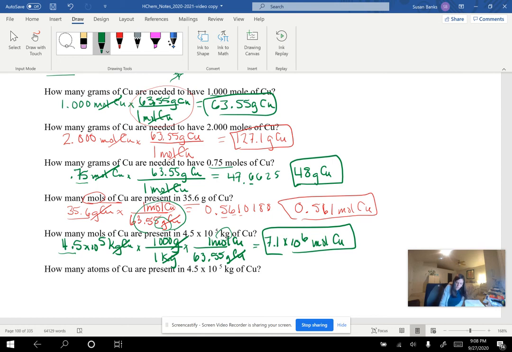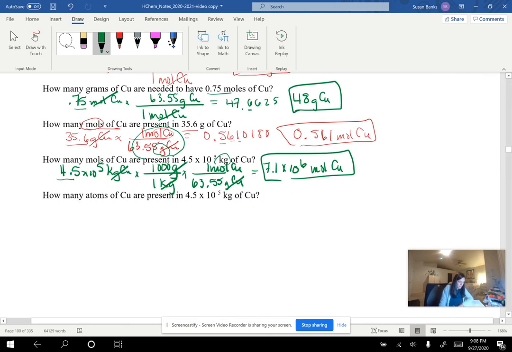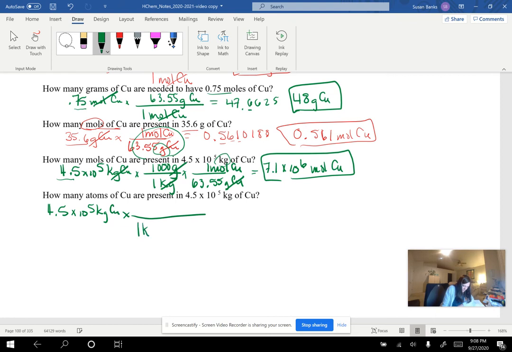So can we go from moles to atoms? Yeah, we can. We can do that using Avogadro's number. So I'm going to start from the beginning. 4.5 times 10 to the 5th kilogram of copper. The first thing we want to do is get out of kilograms. So 1 kilogram of copper will give me 1,000 grams of copper. And then the next step, we're still going to use this. I want my grams to cancel. 63.55 grams of copper will give me 1 mole of copper. So my kilograms cancel, my grams cancel.